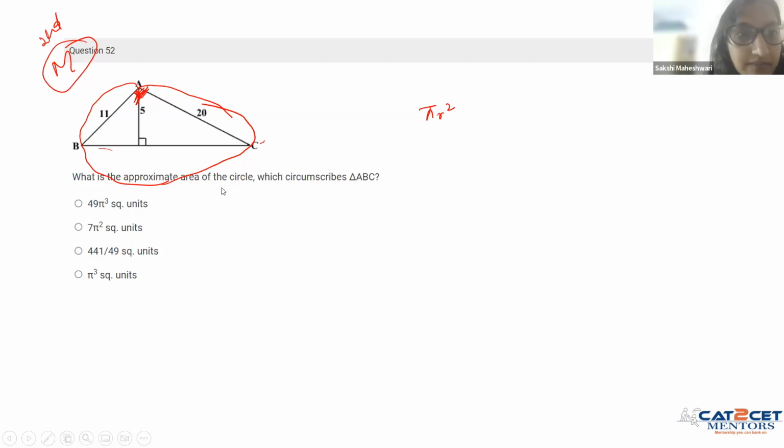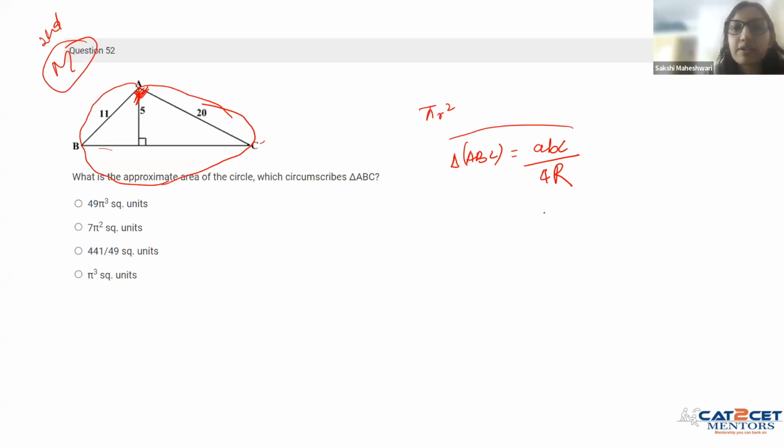Now, which circumscribes triangle ABC? Any idea now how can we get to it? So I think what you can do is the area of triangle ABC will be given by ABC by 4R. Did you get it? How we come here? This is the formula you might be aware of, right? This you can find out.